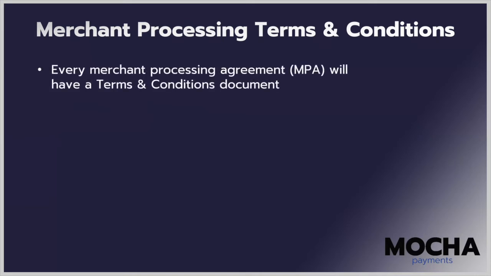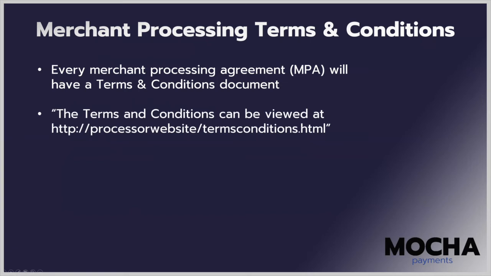First thing is that every merchant processing agreement, we call it an MPA, will have a terms and conditions document. Now, this document is separate from the agreement itself. It is usually put in as a website link. If you review your MPA, you'll see on there, either at the top or somewhere near the signature, that the terms and conditions can be viewed at a website link. This is just an example that I have here. That brings you to typically a PDF document of the full terms and conditions.